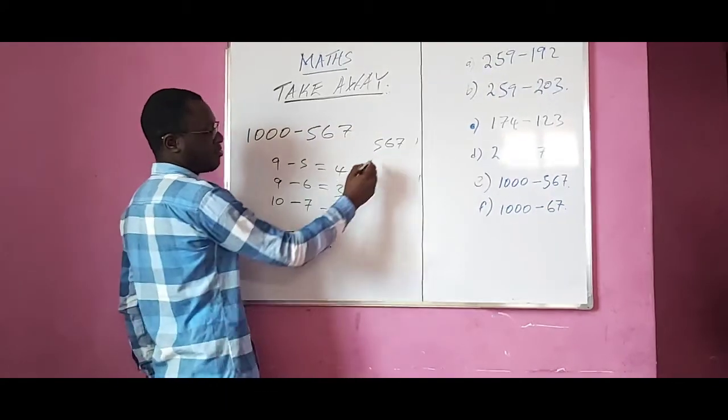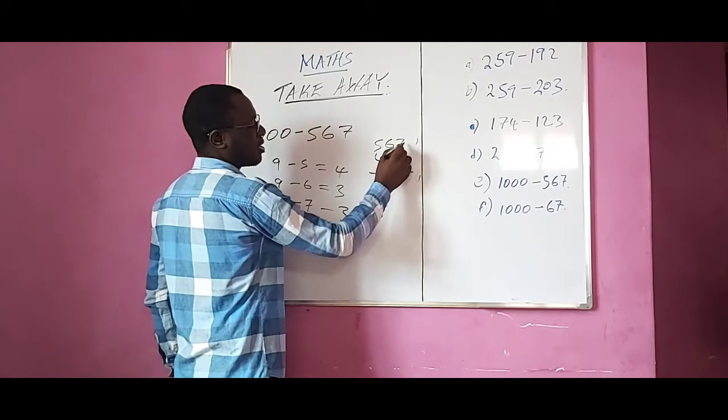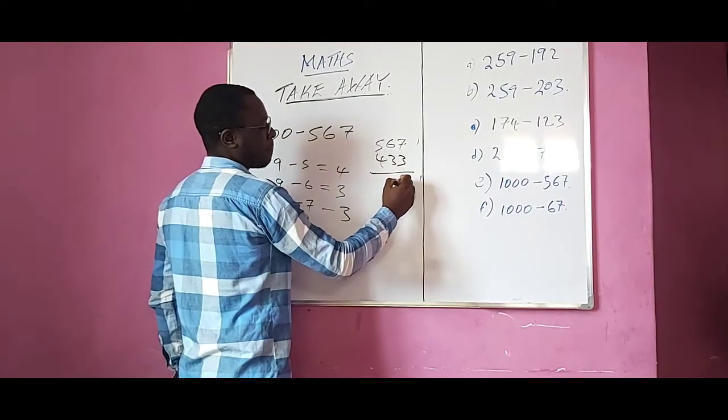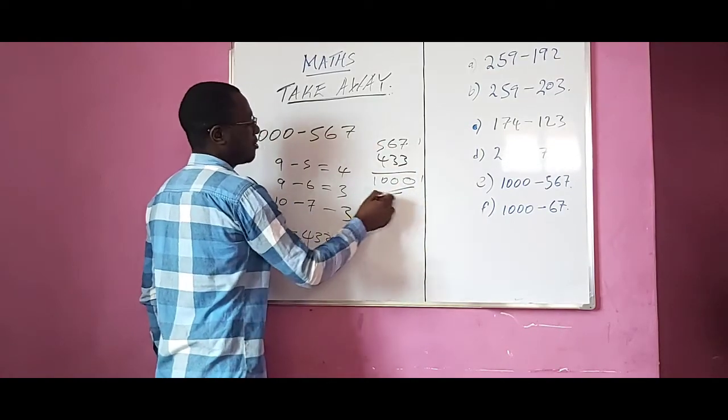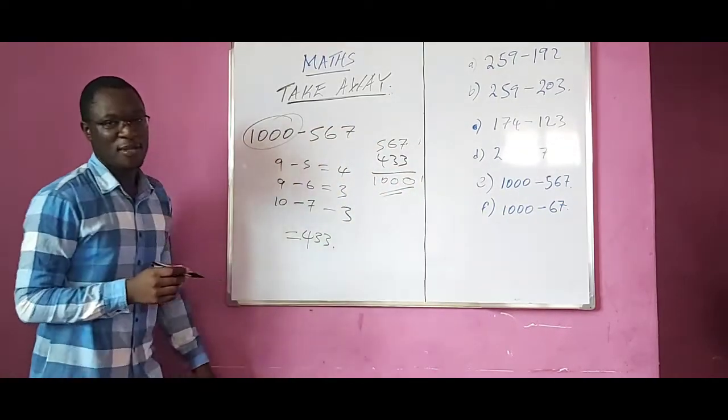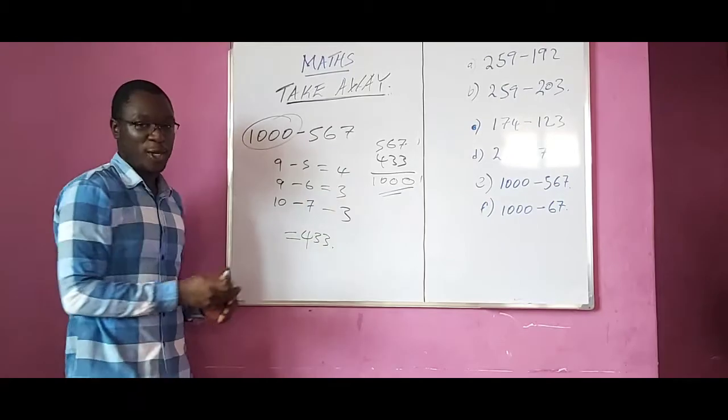You can still try to see, is it correct? 567 plus 433. Here is 7 plus 3, 10, cut 1. 10, cut 1, 10. Here it is. Very simple, no borrowing.